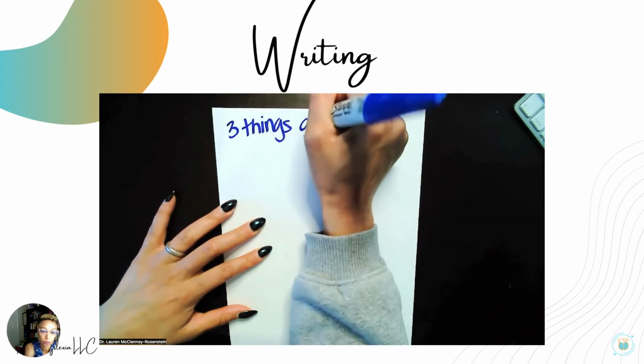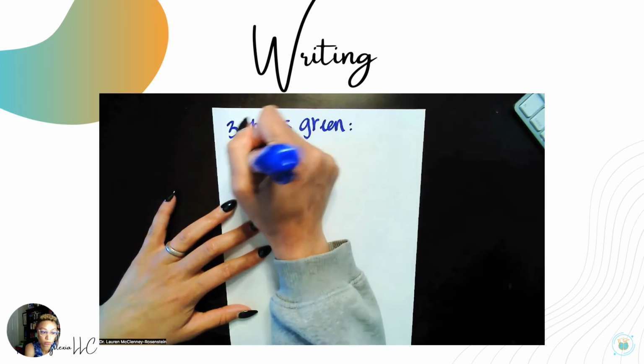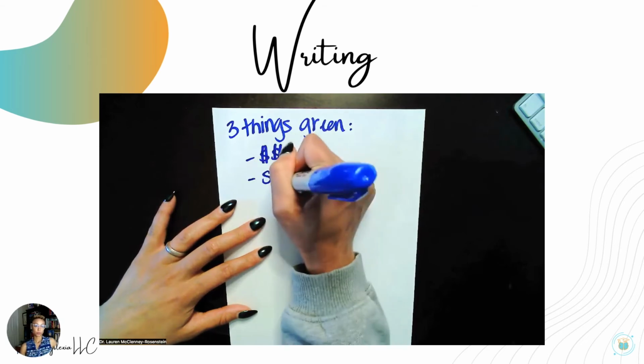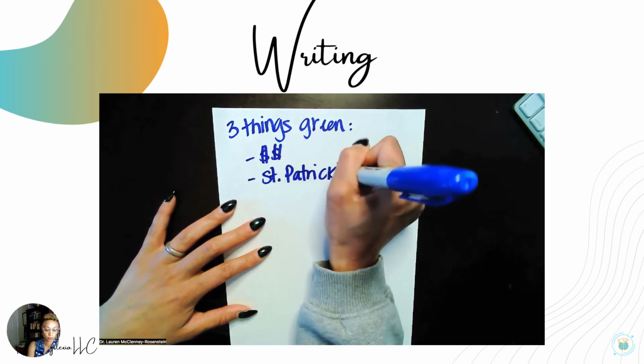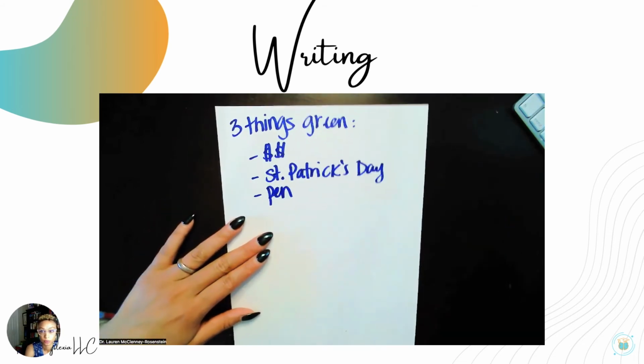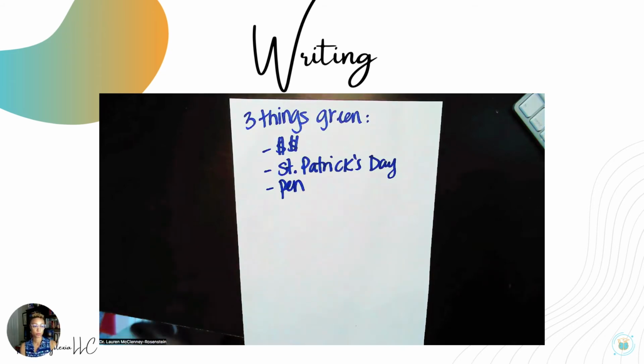3 things green. So we have money. We have St. Patrick's Day. And we also have a pen. This is where we introduce really basic concepts of opening and closing sentences. So we might start off by having a template. Now I know when kids get to secondary school, I worked with a co-teacher in 8th grade, and he really despised this: this paragraph is about things that are green.